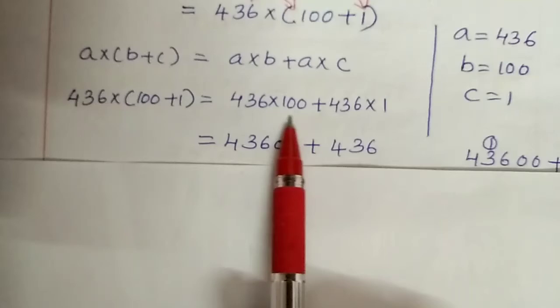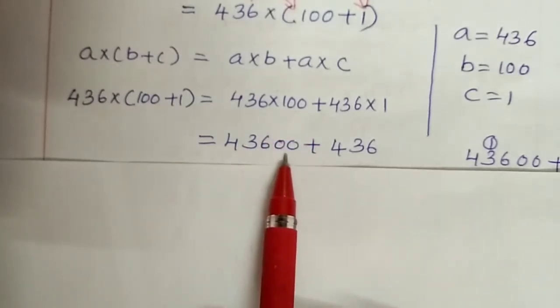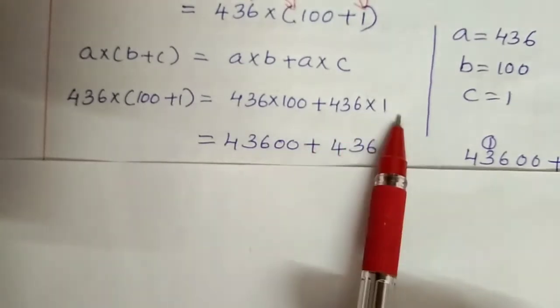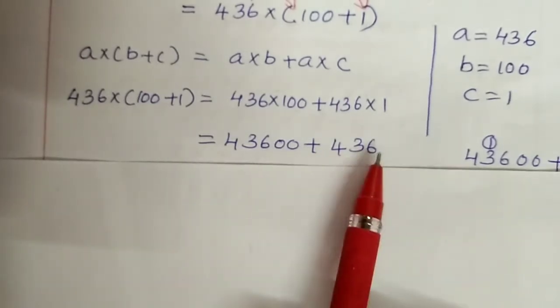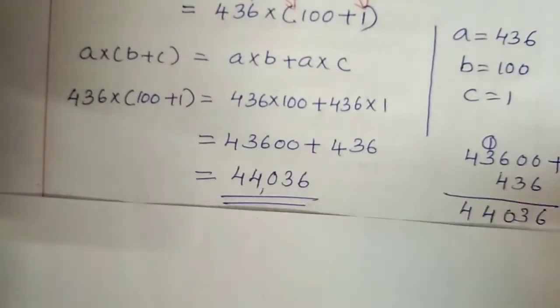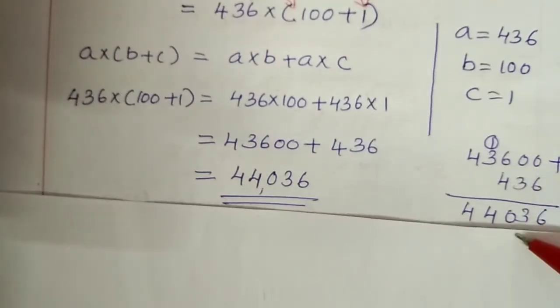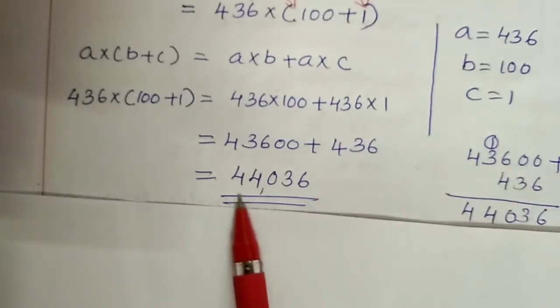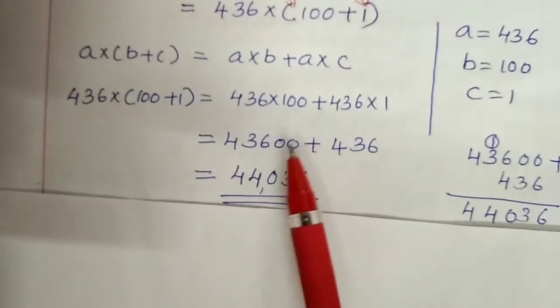Then 436 into 100 is 43,600. Then 436 into 1 is 436. Okay, then here you add these two numbers. Our next step is you add these two numbers. So our answer is 43,600 plus 436 is 44,036. So our answer is 44,036. This is the use of distributive property.